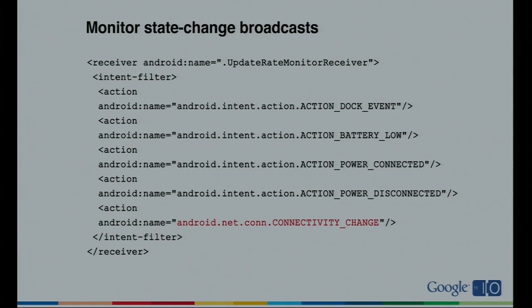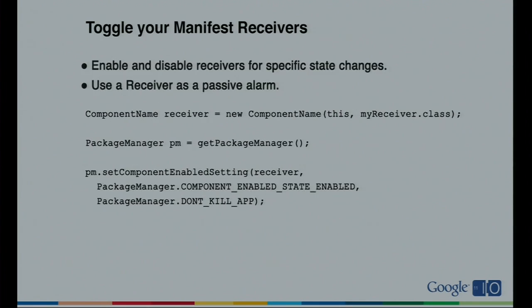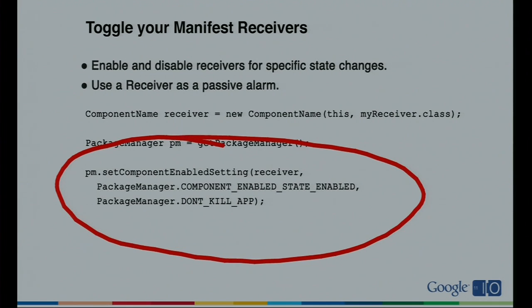I said something there that you could enable and disable your receivers. That's actually something you can do even for manifest receivers. So within code at runtime, you can use the package manager, find out the component name of your receiver class, and then enable or disable it based on the conditions.